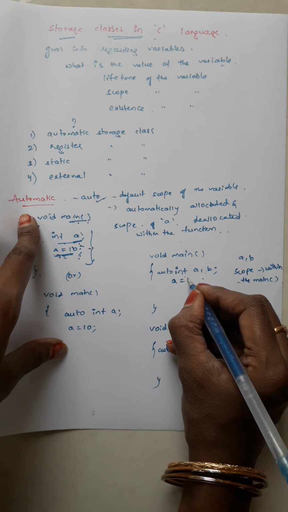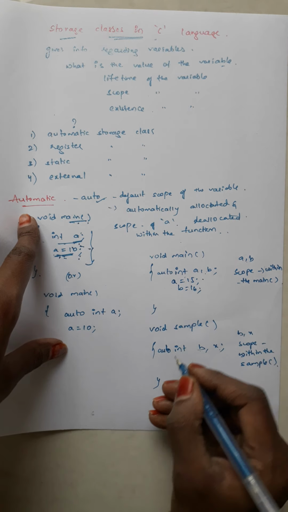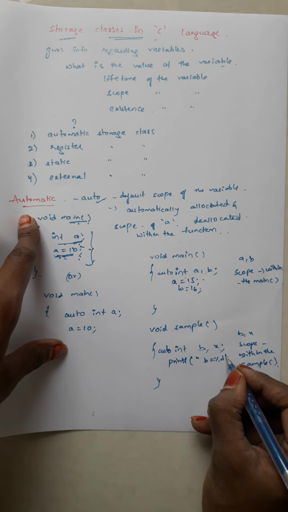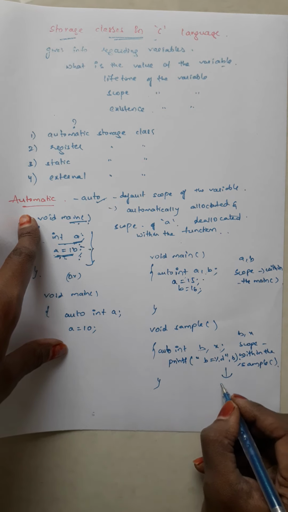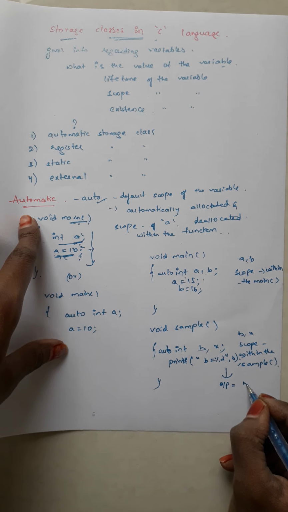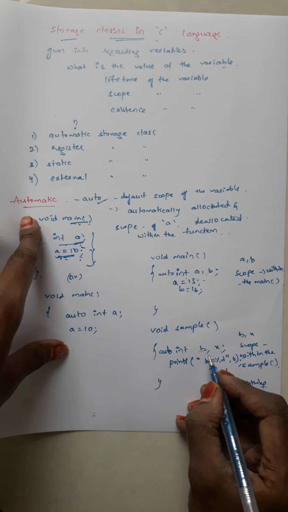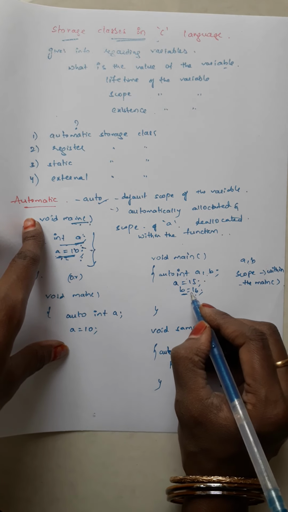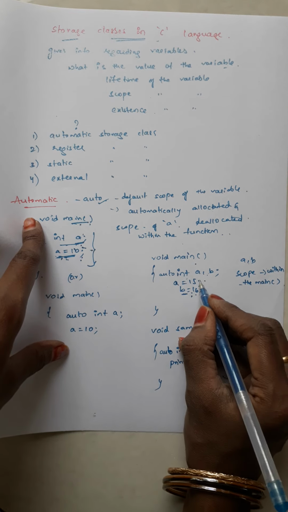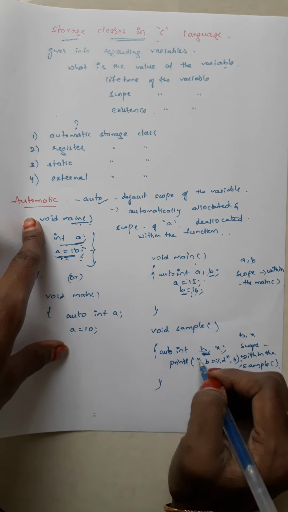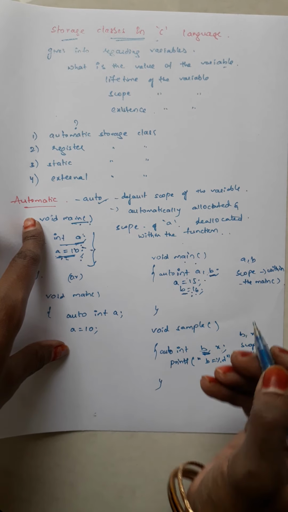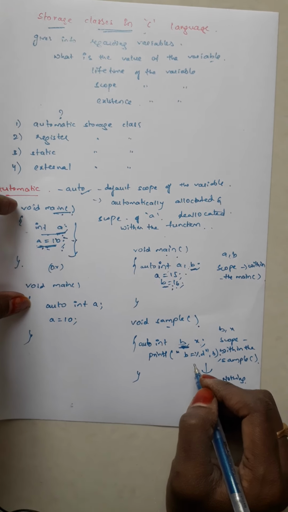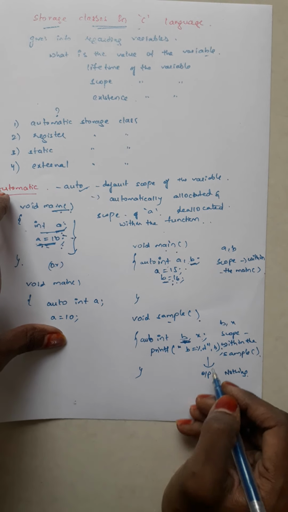Let us assume a equals 15, b equals 16. Now we are going to print the b value here: b equals %d. So what is the output for this b value? Nothing. Why? Did we assign any value here? No. We assigned the b value 16 in the main function. This b belongs to the main function. This b is different from that b. Their scope is also different. Here b is defined in the main function, and here b is defined in the sample function. Their scope, lifetime, existence, and value are all different.